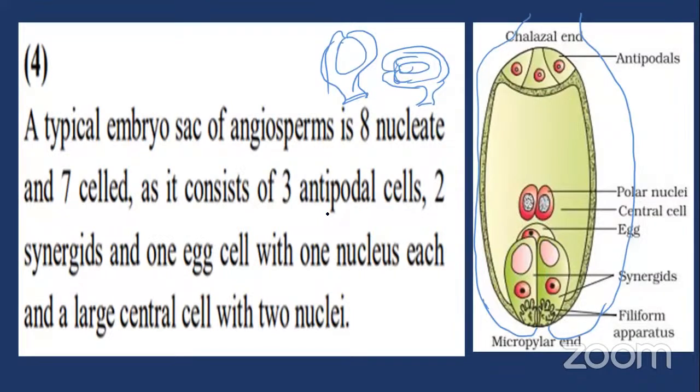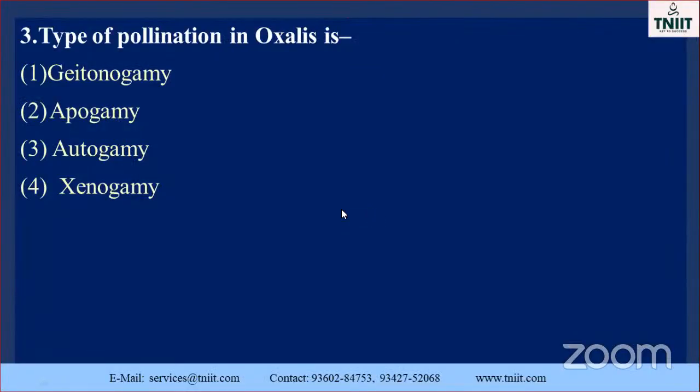Orthotropous, anatropous, campylotropous, like that they will come. Take it down in your notes also: types of ovule. Very, very important, my dear students. Okay, go to the next one.